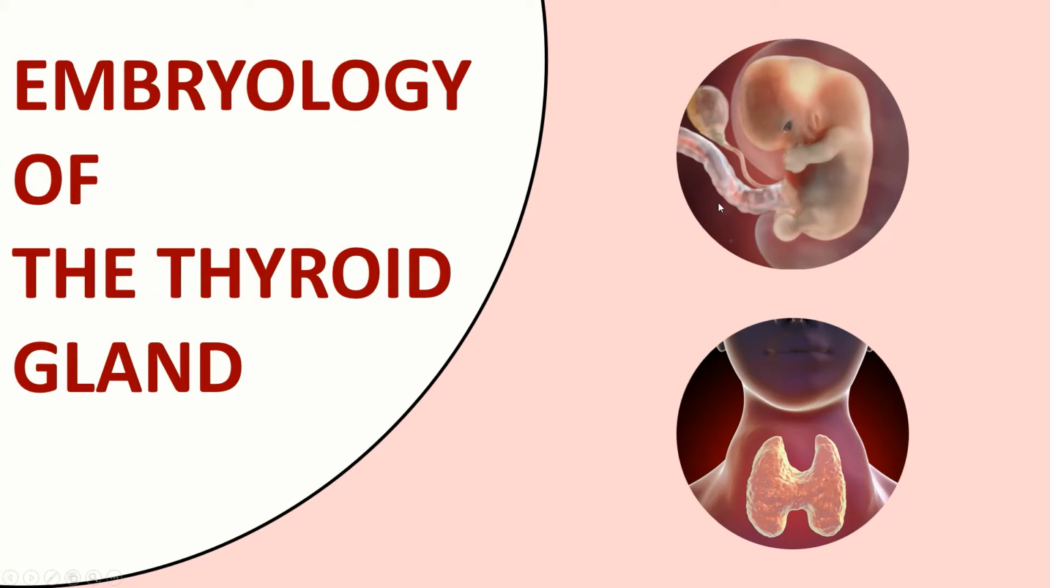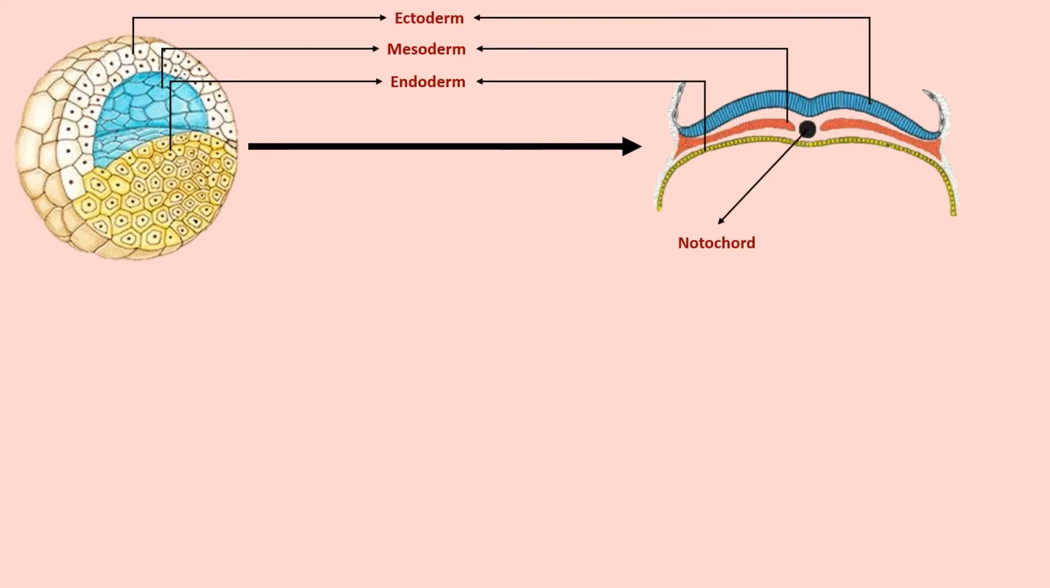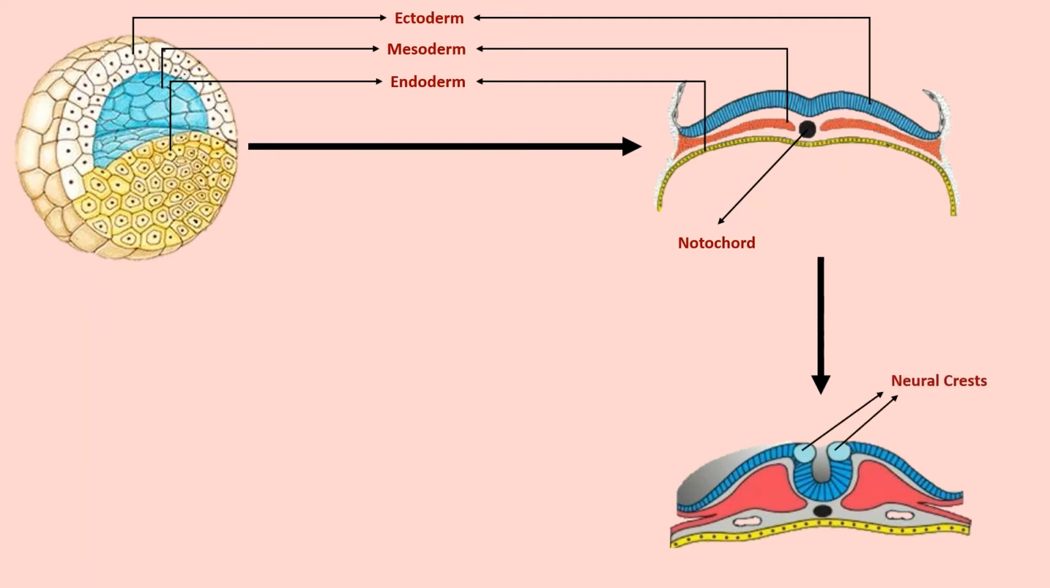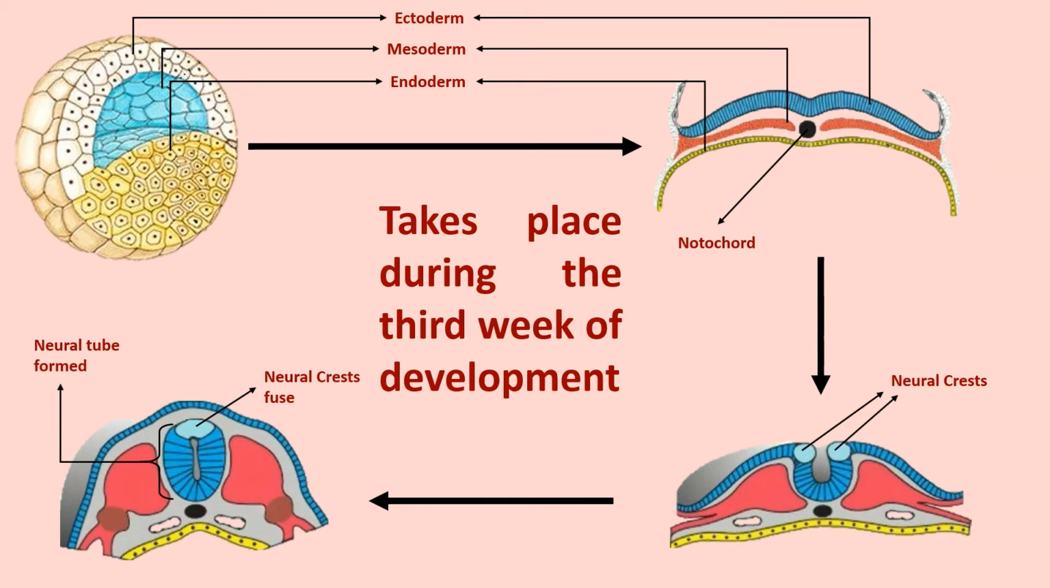So my part is the embryology of the thyroid gland. The blastula is formed after fertilization. There are three layers: the ectoderm, mesoderm, and endoderm. The notochord is also formed, and then, as you can see, there are two neural crests which later will fuse to form the neural tube. This takes place during the third week of development.